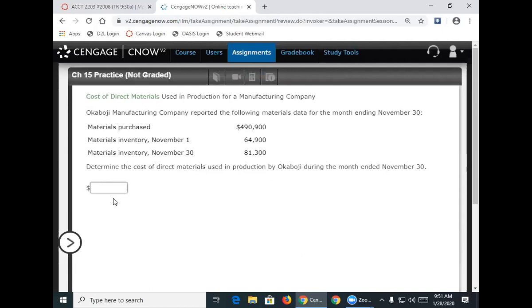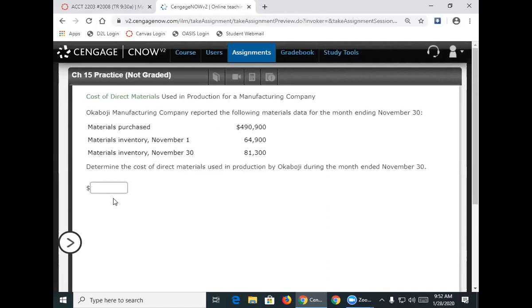Okaboji Manufacturing Company. Why do they make up such weird names? Why can't it just be like Smith Manufacturing? I don't understand. I guess so, but they're just ruining my life, right? Like trying to pronounce weird names that mean nothing. Maybe it's a real company and I'm just totally dissing them. I don't know, but whatever, right? Okaboji, I think I'm saying that right. We'll just pretend it's right.